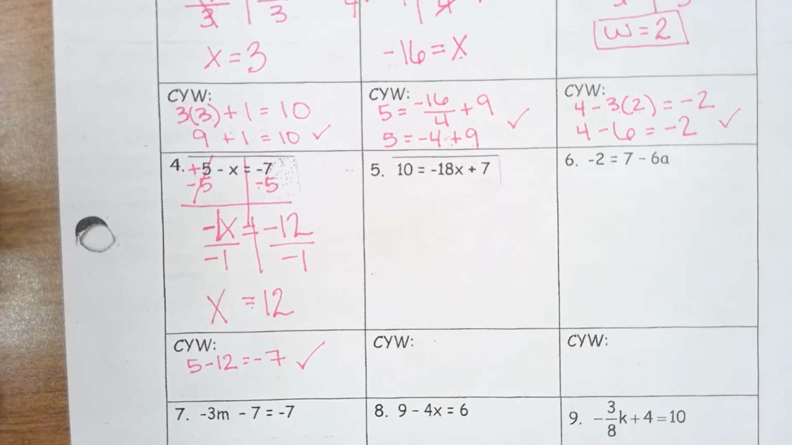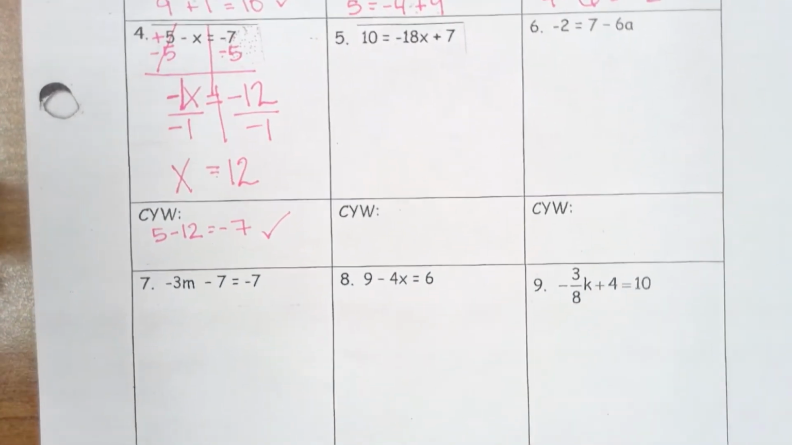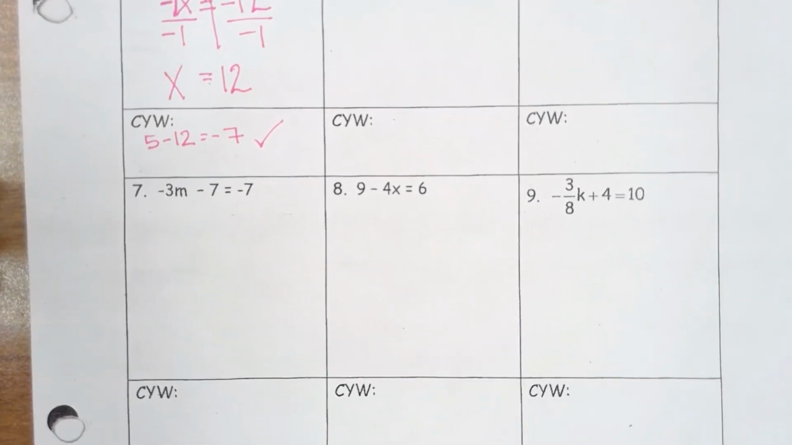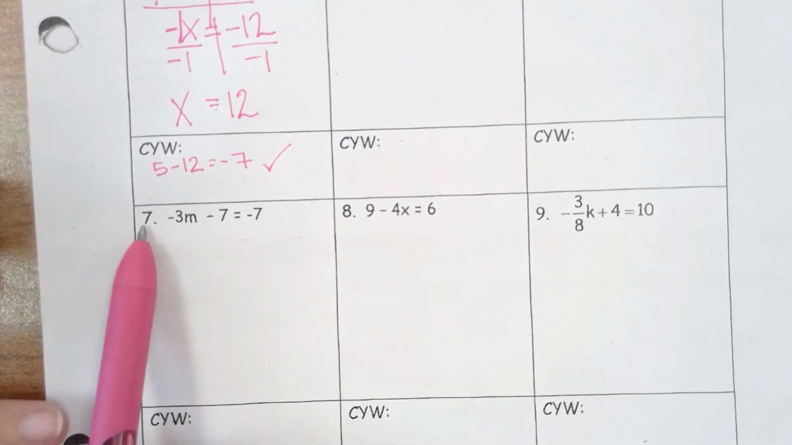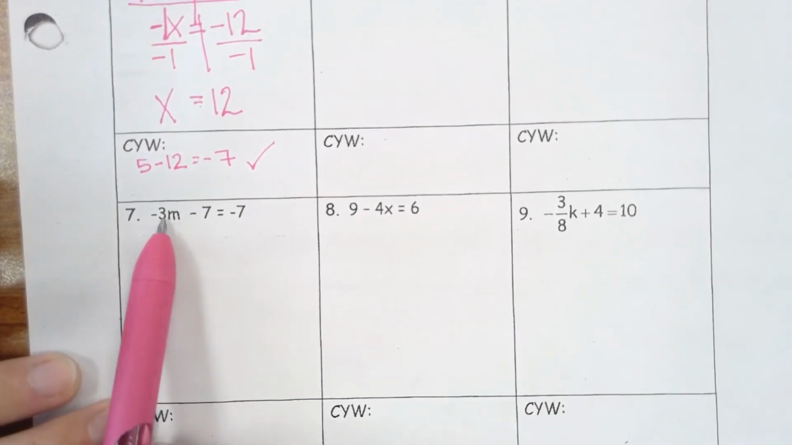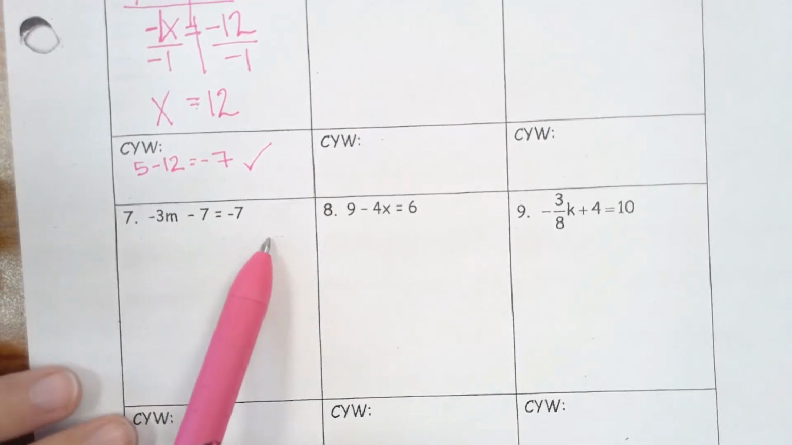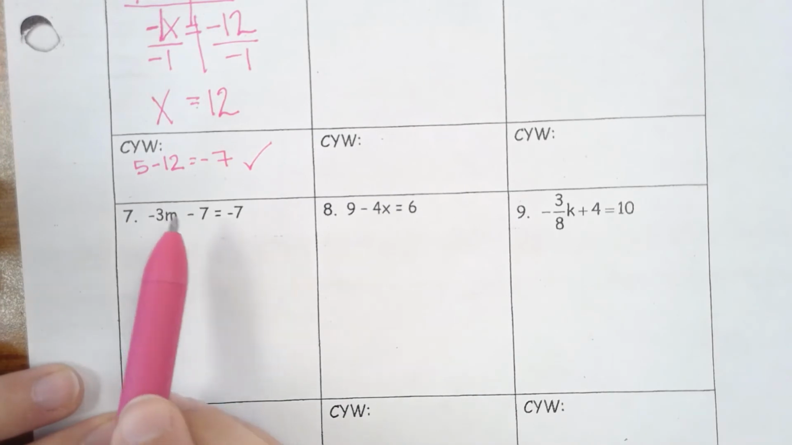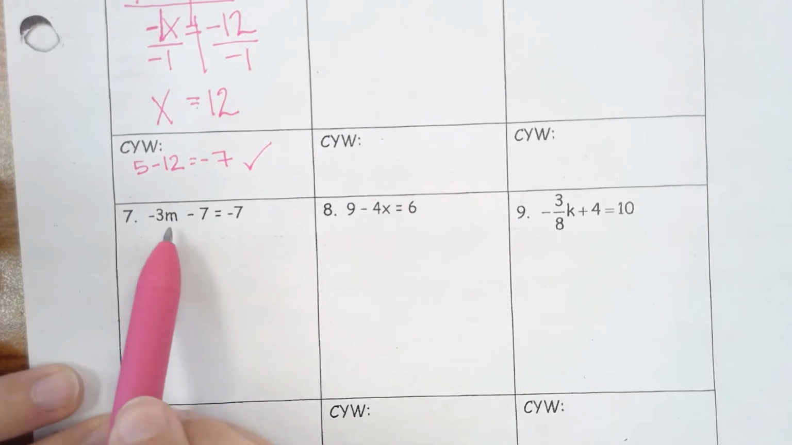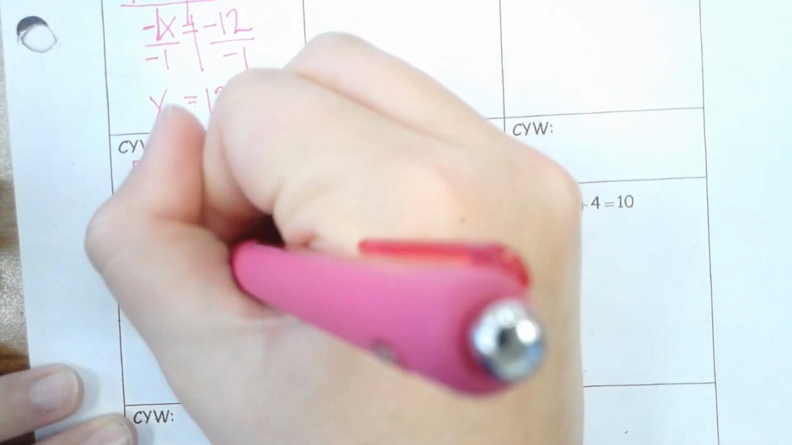Okay, so I want to move down to these bottom 3 questions to finish off our notes. So number 7, again, we're trying to get m by itself. So we need to move the negative 3 and the minus 7 over to the other side. And you always want to move the number that's adding or subtracting first that's not attached to the m. So in this case, we need to move this minus 7.